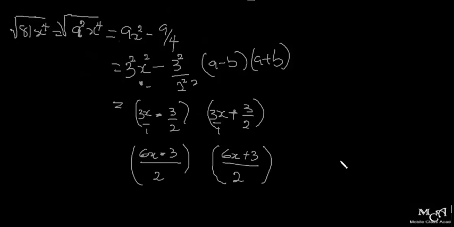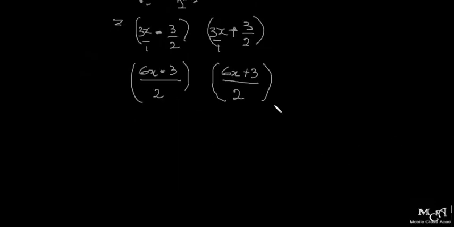So at this point, what are we going to do next? We look for what is common in this bracket and what is common in this bracket. So we put it outside. What's common here? 3 is common to the numerator.